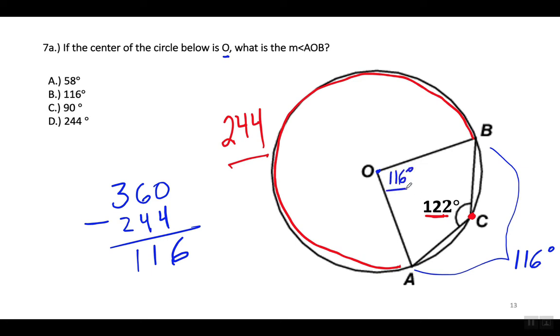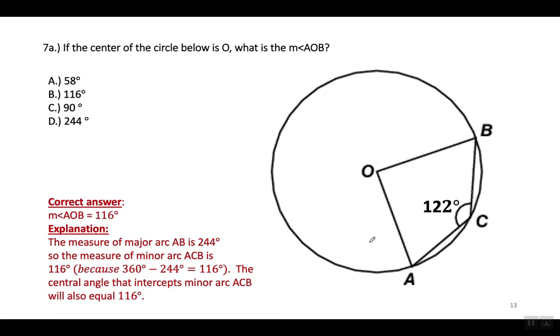That's the answer. Okay, la relación que existe es la medida del ángulo central es igual a la medida del arco que está interceptando. Así que si este arco es 116, este ángulo central también mide 116. All right, so that is the answer.